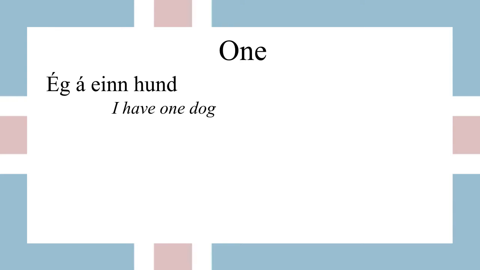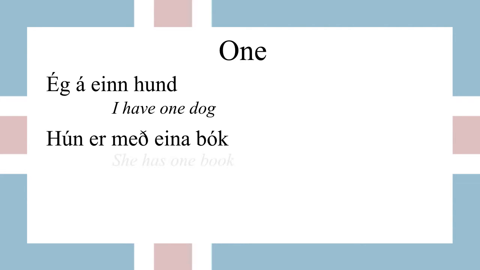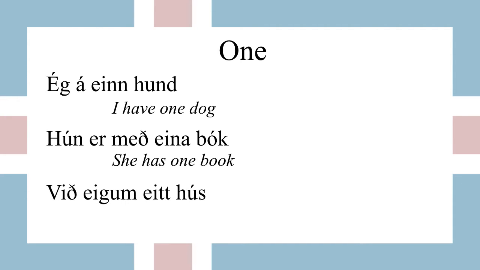Let's look at some accusative numbers. So ég á einn hund. This is I have 1 dog. Hund is the accusative form of hundur, so we're going to use the accusative form of einn. But it looks a little bit different in this sentence. So we have hún á eina bók. She has 1 book. So now bók is in the accusative, and we're going to use the word eina, which is the accusative feminine word for 1. Við eigum eitt hús. We have 1 house.